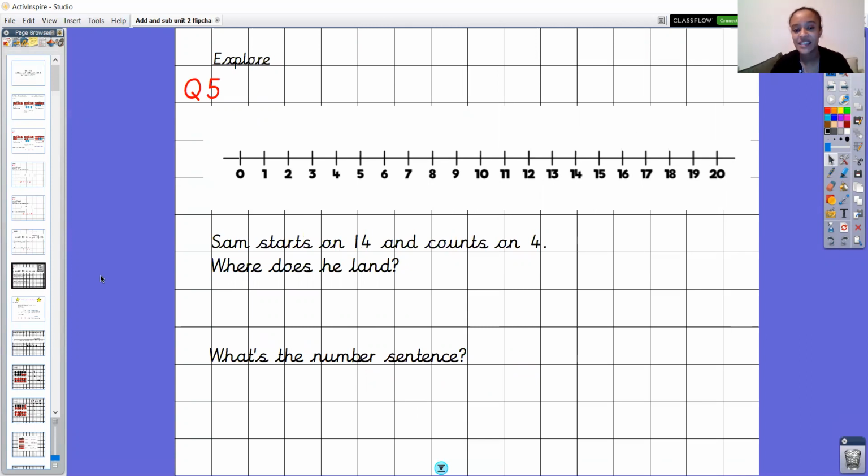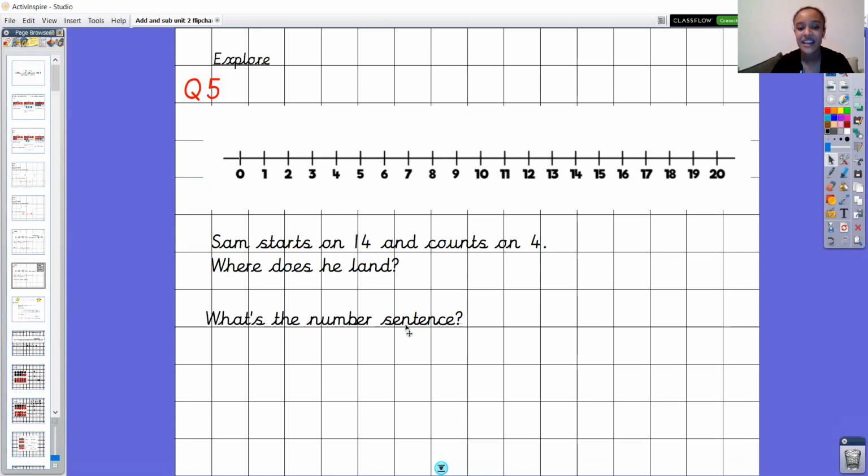Okay, last question. Question 5. It's Sam again. He's busy jumping on the number line. This time he starts on the number 14 and he counts on how many? 4. Where does he land and what's the number sentence? Okay, so have a think. What number is he going to land on, and then see if you can write me the number sentence. So pause the video now to do that.